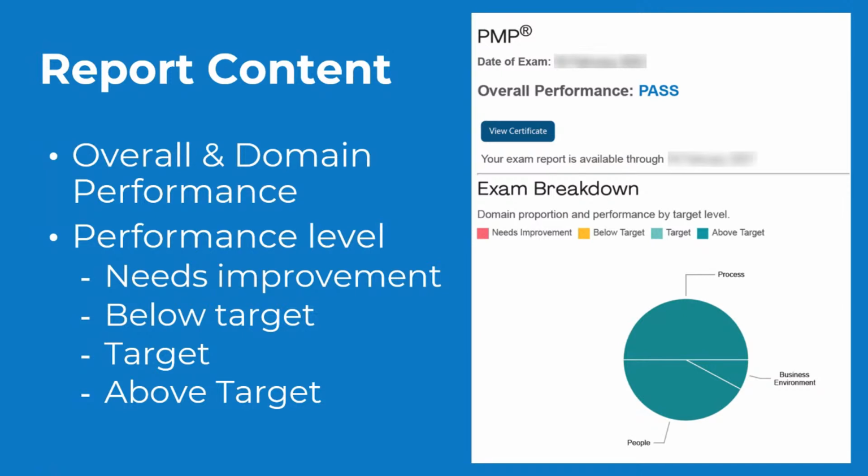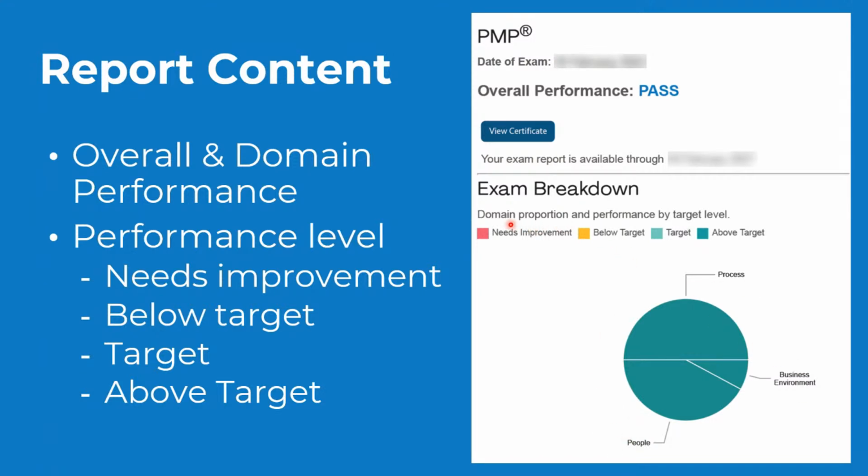What you see here is a portion of the sample exam report that PMI is providing on the website. So this is not an actual student, this is a sample student. And what you can see here in the top half of the screenshot is the overall performance. So this is a sample student that passed, right? So this is the overall performance domain level. And then in the bottom here, we have the breakdown, the performance levels for people, process, and for business environment.